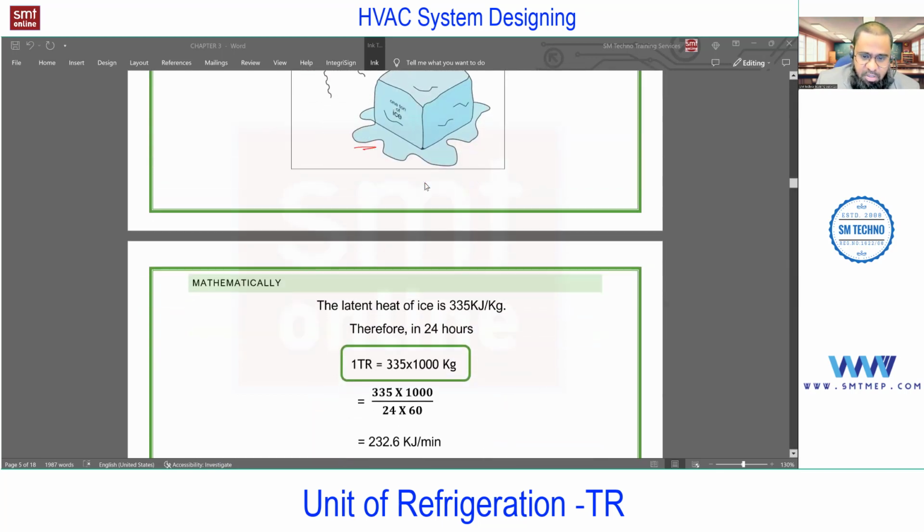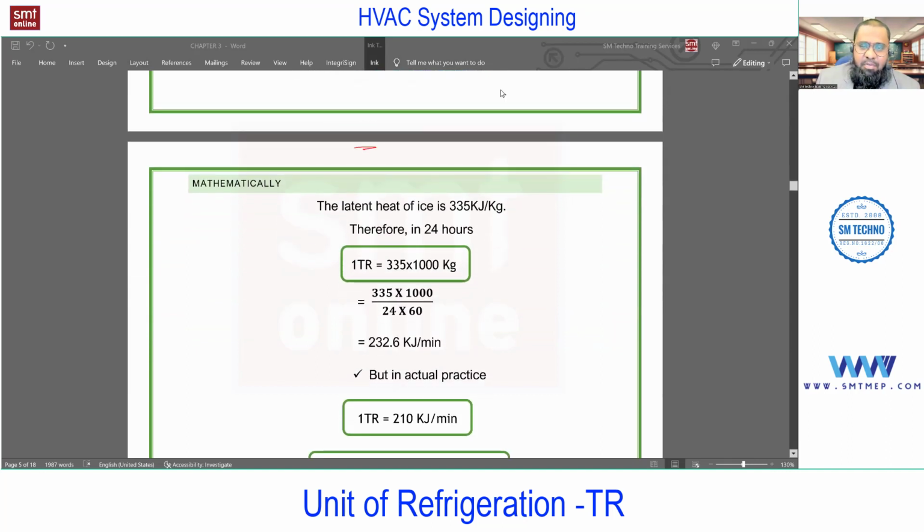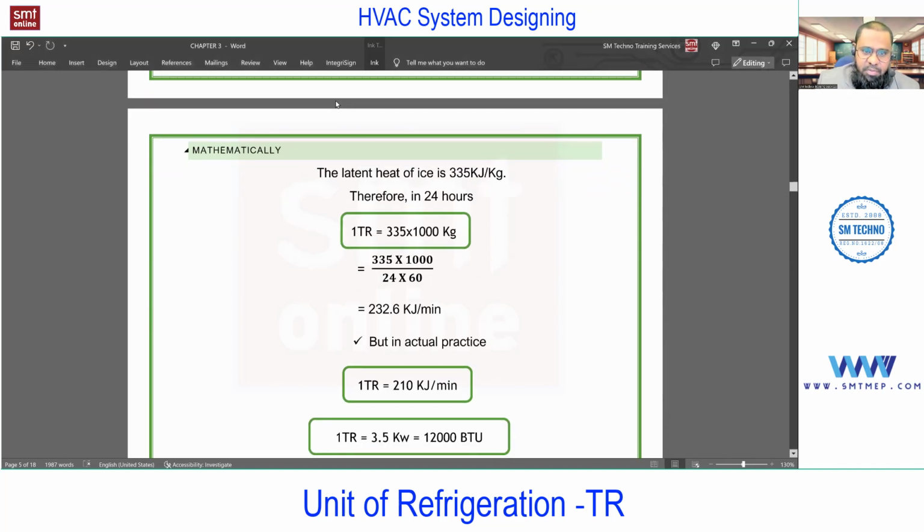So because of change of phase, the heat is added or removed. That type of heat is called latent heat at this level. Okay, we'll discuss more about this in this chapter only. So you see, based on the experiment, we have this value. The latent heat of ice is what?